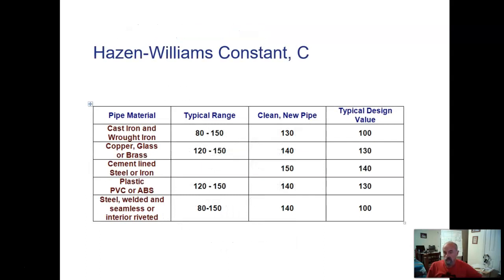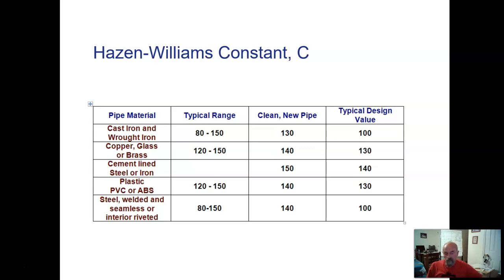This is the Hazen-Williams constant C chart. These are the values that would be associated with this. The constant depends on the type of the pipe and also the condition, because cast iron pipe gets pitted and increases the friction. Most pipe will experience pitting and corrosion over time, so as the pipe ages, the friction of the water against the interior surface of the pipe increases.